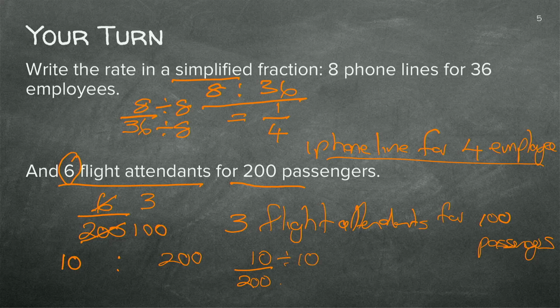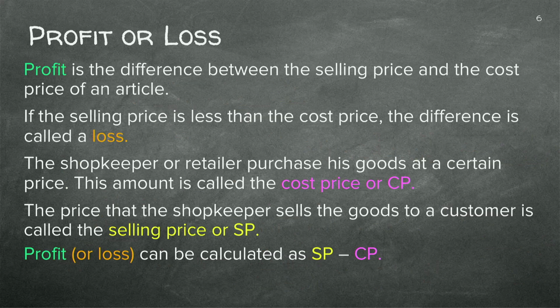We can divide it by 10 at the top and 10 at the bottom. And we're going to get 20 passengers for every one flight attendant, one flight attendant for every 20 passengers. So you're going to write it out: one flight attendant for every 20 passengers. Cool. Right. There's another thing that we can do with whole numbers.